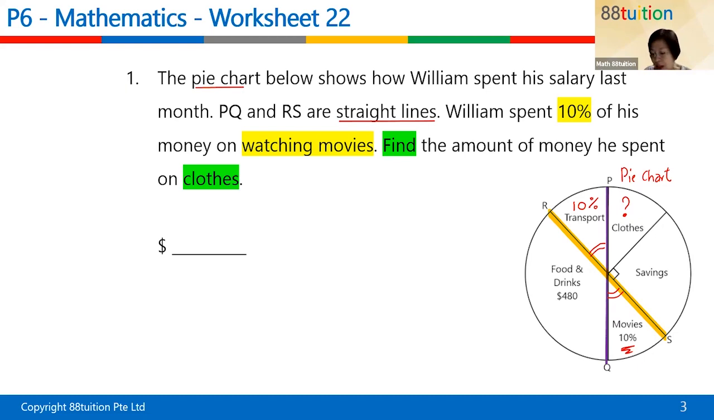Now, when you have a 10%, I'm going to focus on the blue part here. Now, it is a quarter. Why is it a quarter? Because of the 90 degrees. When it is 90 degrees, it is a quarter of a circle. When it is a quarter of a circle, we call it 25%. Now, can I say that the blue one is 50% of the whole circle? Correct. So in order to find my clothes, what I can do is to use the 50% minus the 25% minus the 10%.